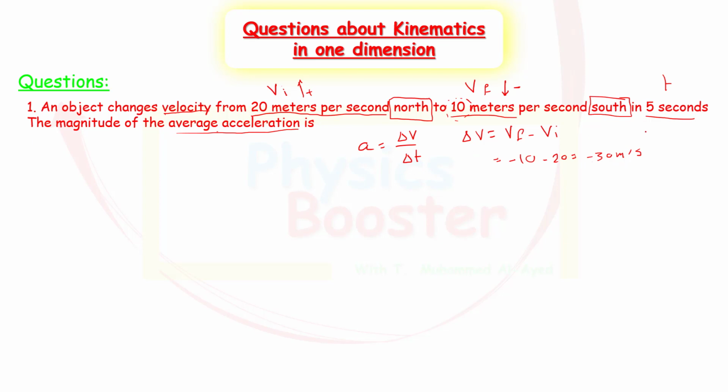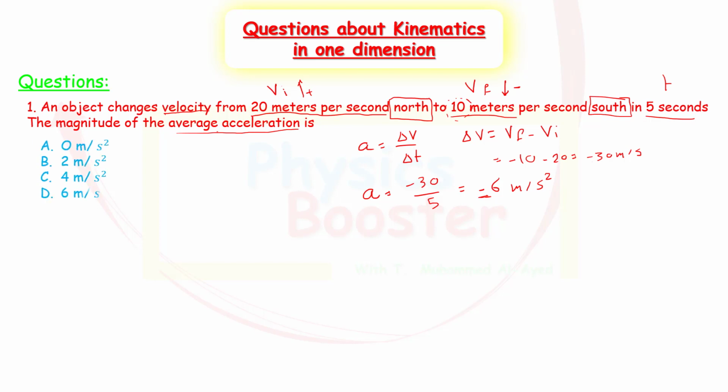What about T? It's clear here that it's 5 seconds. So I will just plug in the numbers. I can say that the acceleration will be equal to negative 30 divided by 5, which is equal to negative 6 meters per second squared. Again, what does this negative sign mean? It doesn't change anything. It only gives us the direction of the acceleration since it's a vector quantity.